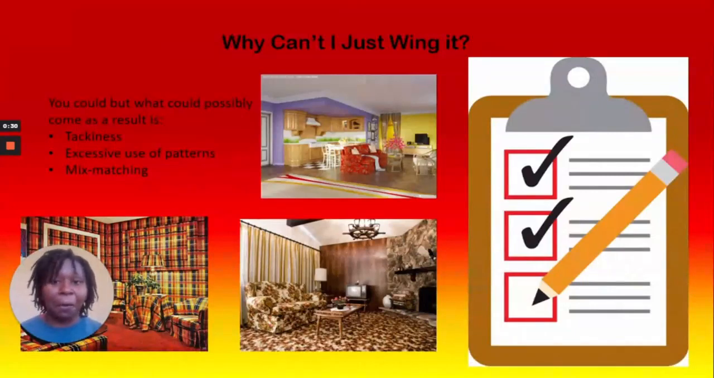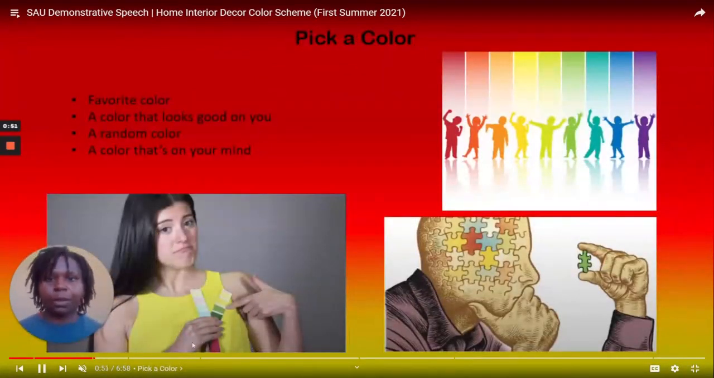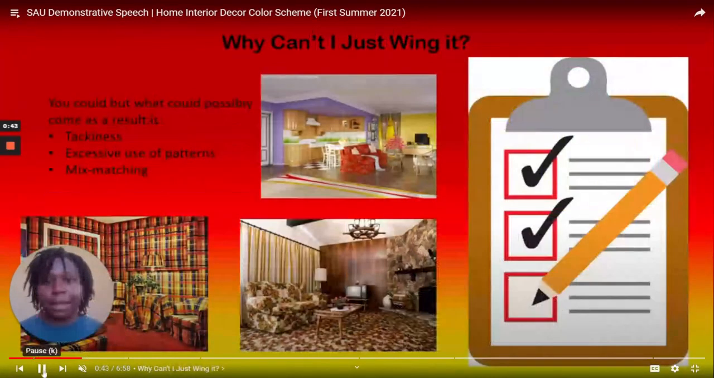Look at her eyes, the concentration on the why can't I just wing it slide with 1, 2, 3, 4 images, this one being truly, what's the nice word to say in an online course? An unfortunate color scheme. Let's go back there and just pause it.